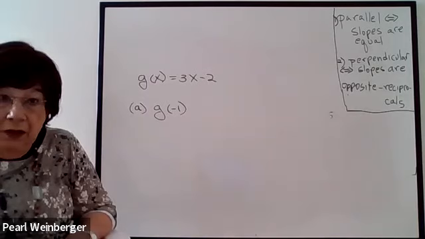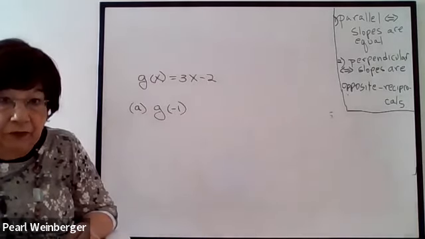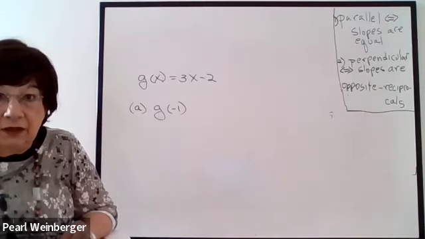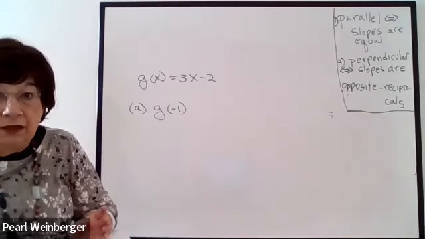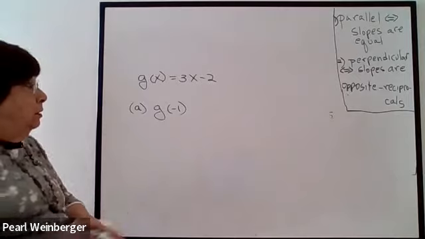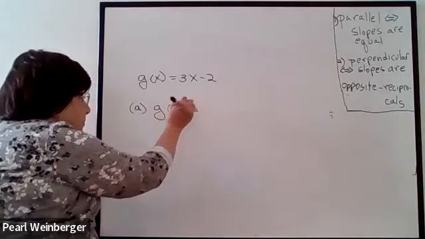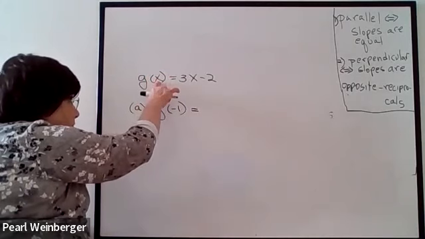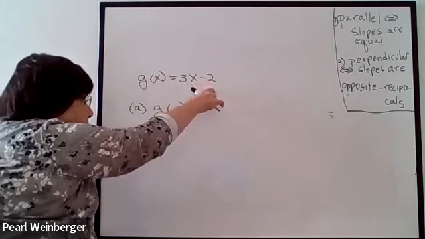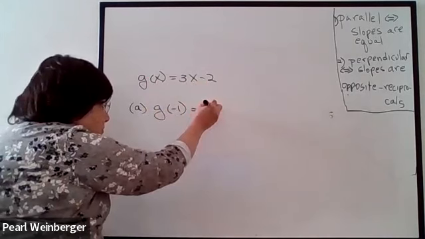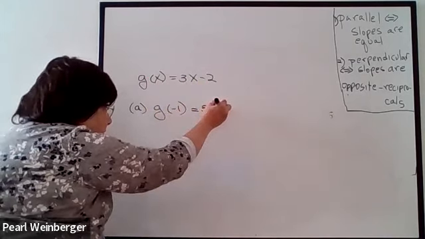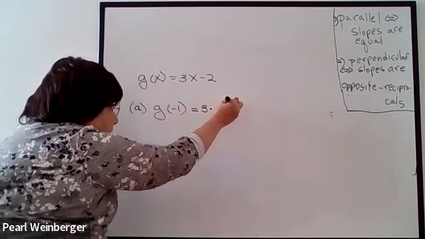All right, well, what are we going to do when we want to find g of negative 1? We are going to replace x in the equation by negative 1. Remember, that's why this is so easy, because whatever you put in over here for the x, that's what you put on the other side for x. So 3 times x, well, now my x is negative 1, minus 2.